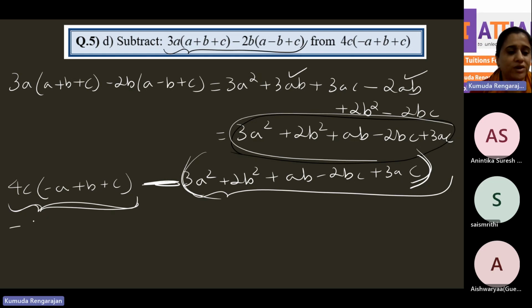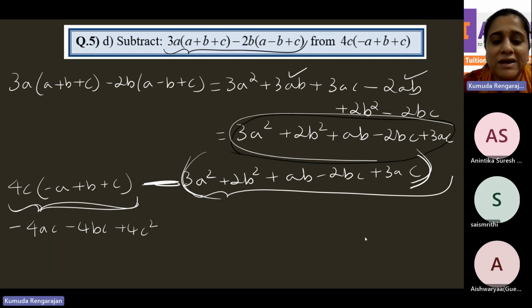So it'll be minus 4ac minus 4bc plus 4c squared. And here the signs will change. What will it become? Minus 3a squared minus 2b squared minus ab plus 2bc minus 3ac. And then so you have so many terms. Now look out for like terms, simplify, and that's the result. All right.